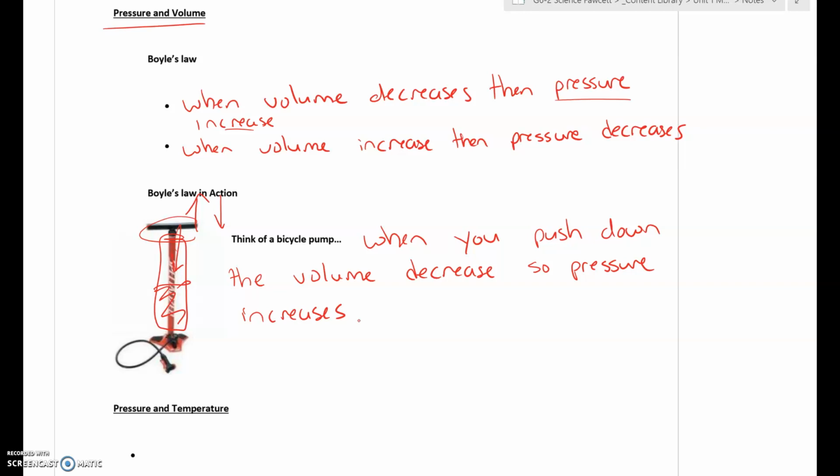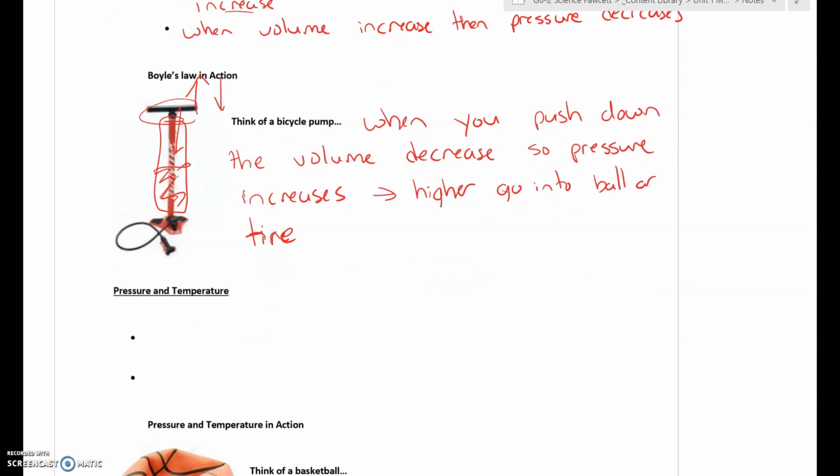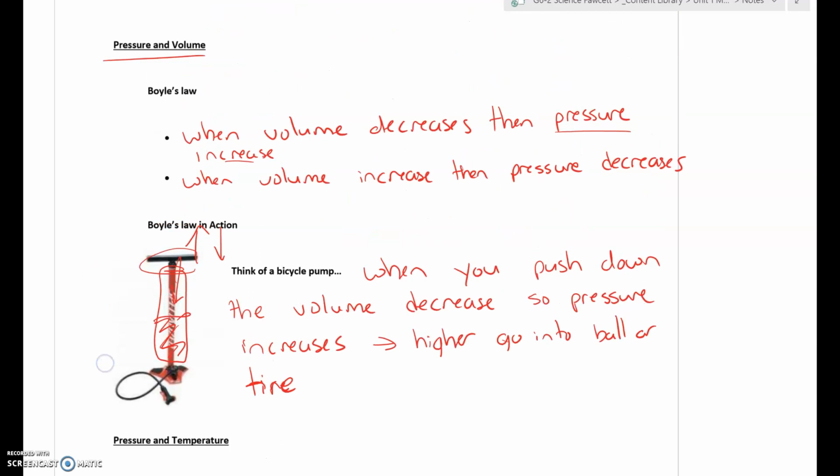And that allows you to build up pressure in your pump, which you can then put into a tire or a ball or whatever it is that you need to inflate. So that higher pressure can go into a ball or a tire and give them a higher amount of pressure that allows them to stay inflated. So that's Boyle's law, which describes the relationship of pressure and volume.